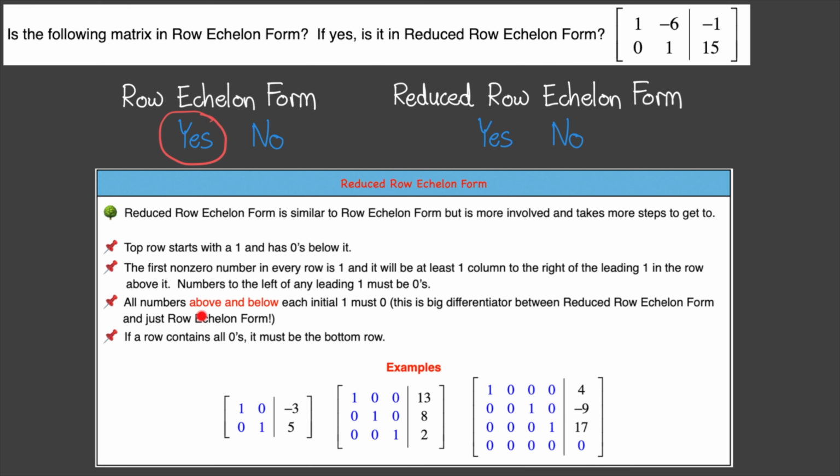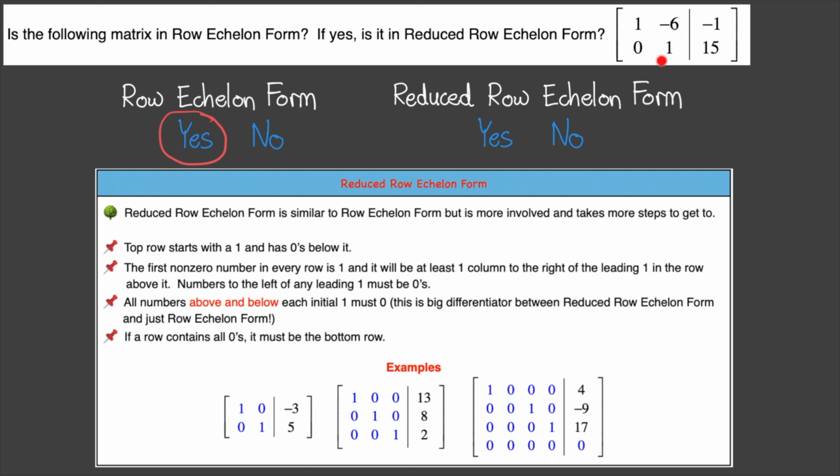So all numbers above and below each initial 1 must be 0. So this is the big differentiator between reduced row echelon form and just row echelon form. So I'll read that again. All numbers above and below each initial 1 must be 0. So here's our initial 1. The numbers below it are 0, and there's no numbers above it, so that's good.